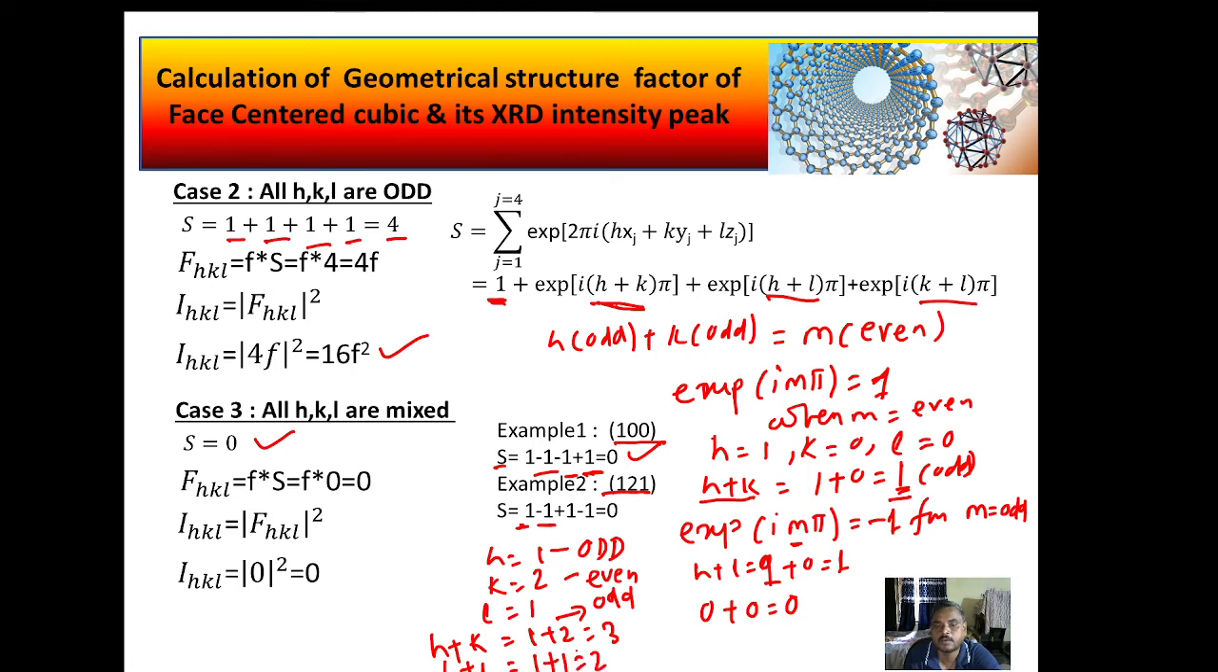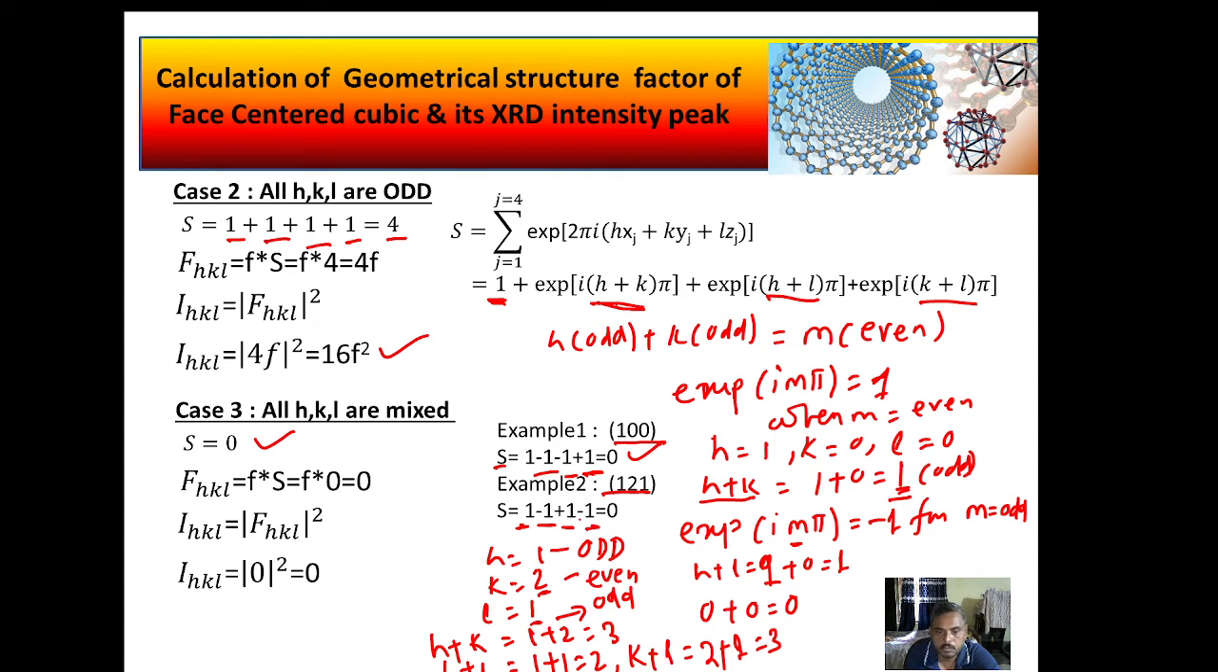It is an even number, so its exponential factor will give us plus 1. Now what about the last one? Last one is k plus l. So k is how much? K is 2 and l is 1. This is the k and this is the l. So 2 plus 1, this is 3. So this is odd, so its exponential will give us minus 1.